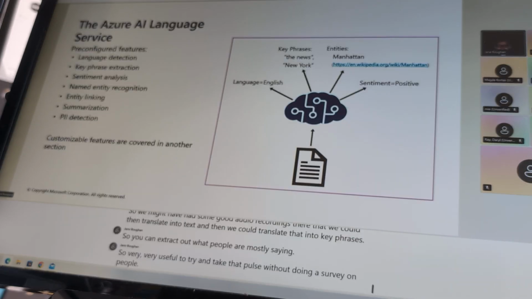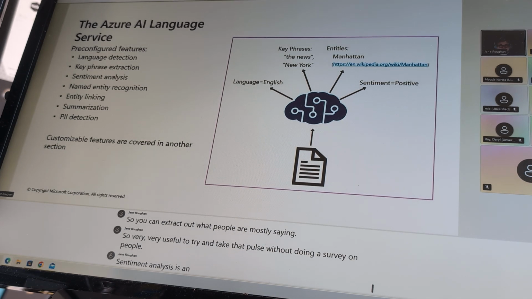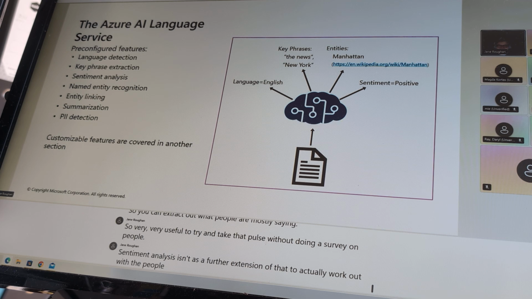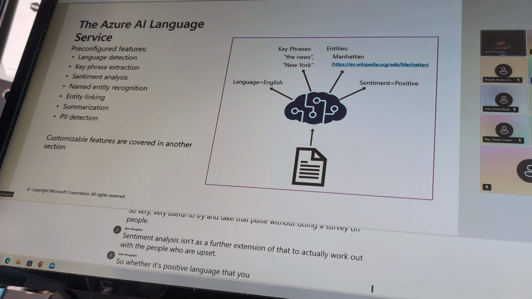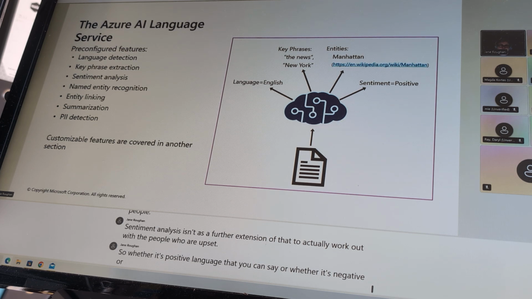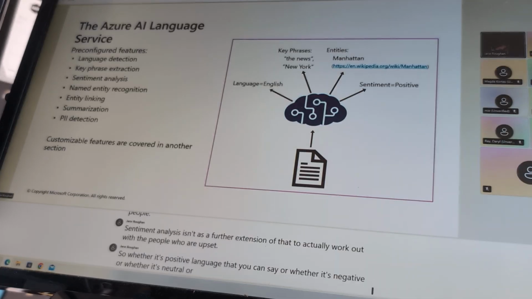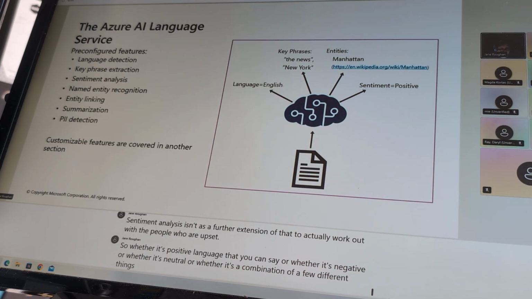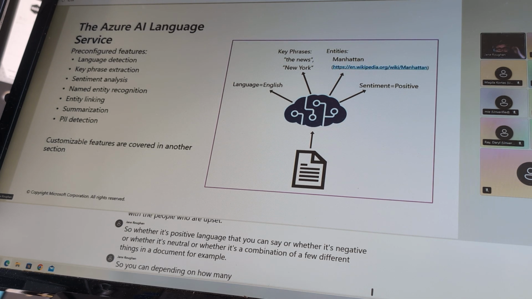Sentiment analysis is a further extension of that to actually work out whether people are upset. So whether it's positive language that you can see, or whether it's negative, or whether it's neutral, or whether it's a combination of a few different things in a document, for example. You can, depending on how many sentences you've got.